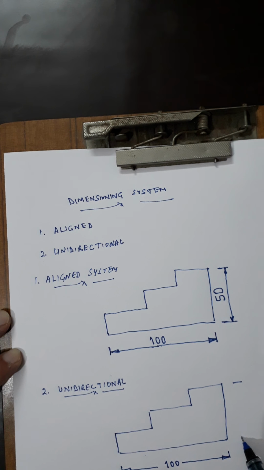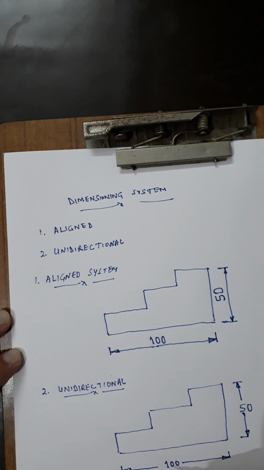Similarly, this is the extension line for the vertical dimension. This is the dimension line, arrowhead. We'll discuss arrowheads later on, how to draw the arrowheads. This is 50, and this is the vertical dimension. So this is the way by using the unidirectional system, 100 and 50. All the dimensions here are read from the bottom edge of the sheet.